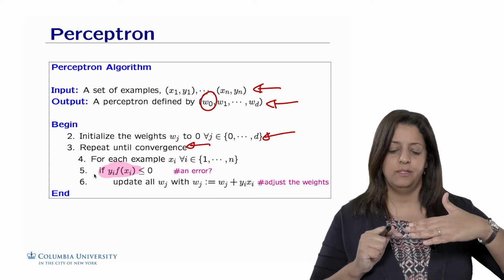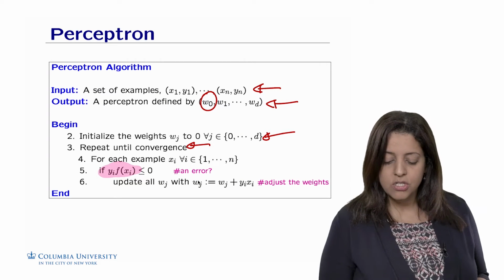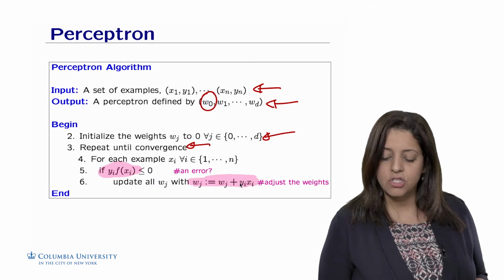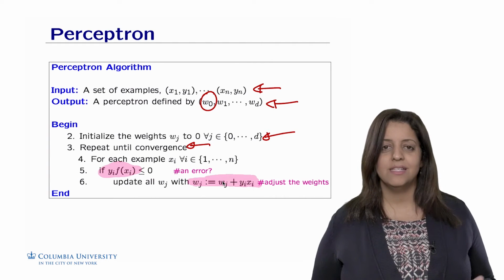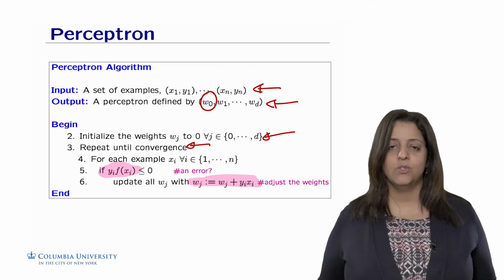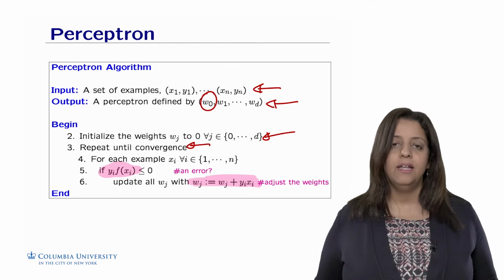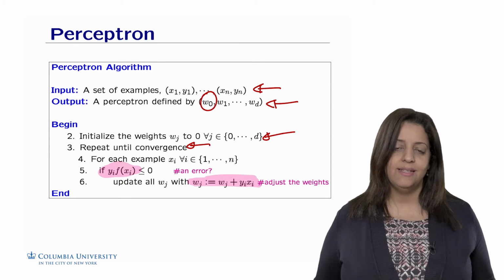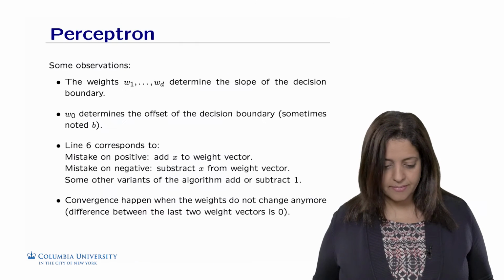It's misclassifying this point. The way to update the weights is to just take the old weights and adjust them by adding yi times xi. So yi is the true label, xi is the feature value itself. The process will repeat itself until convergence, which means that we're going to find one hyperplane or one line separating the data, the positive from the negative examples.